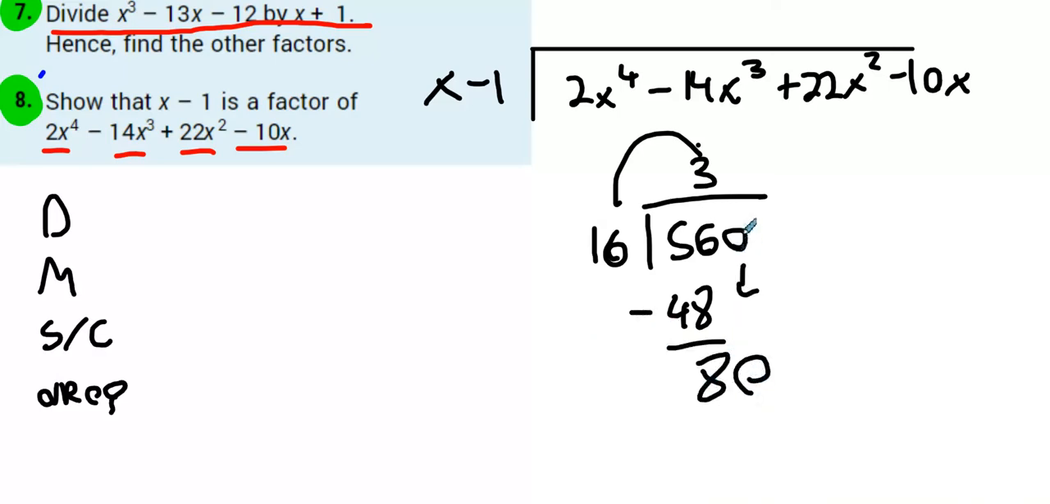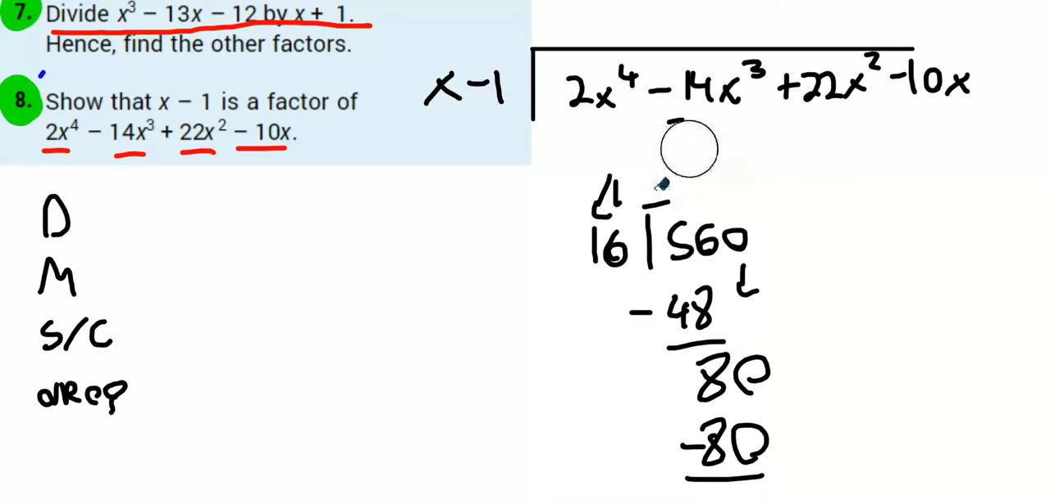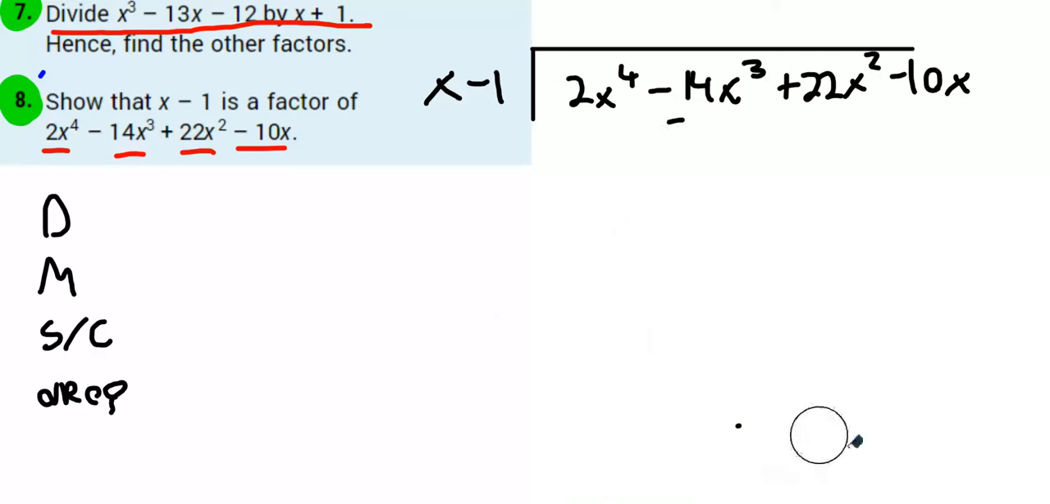Once again, you divide 16 into 80. It goes 5 times. You multiply what's on top by what's on the side, and then you subtract. And this is no different. It's the exact same procedure as long division in primary school. Here's what we're going to do.